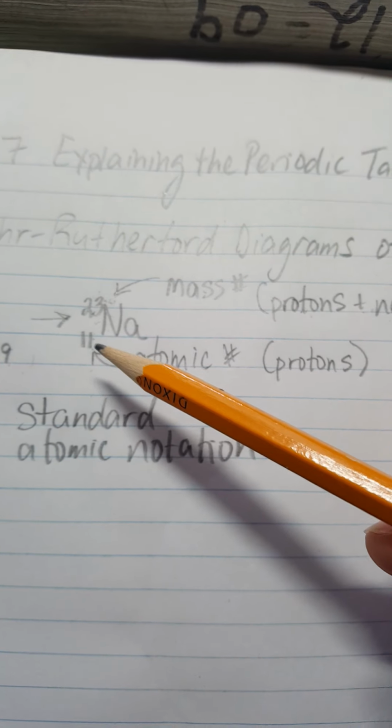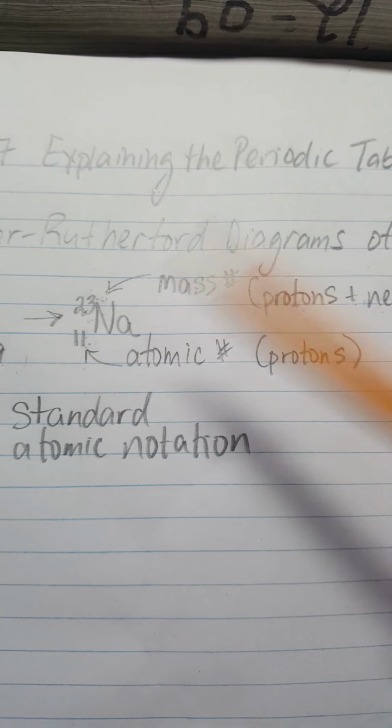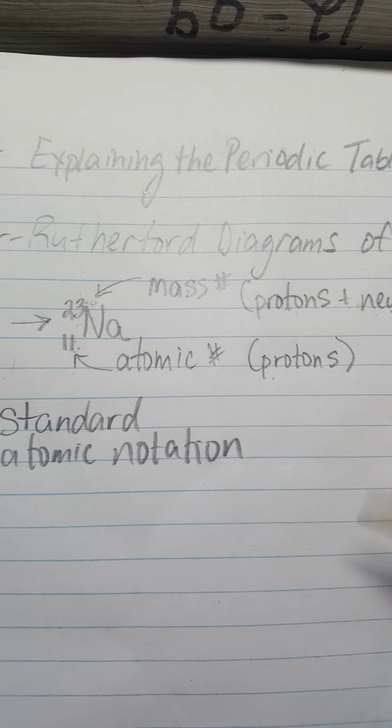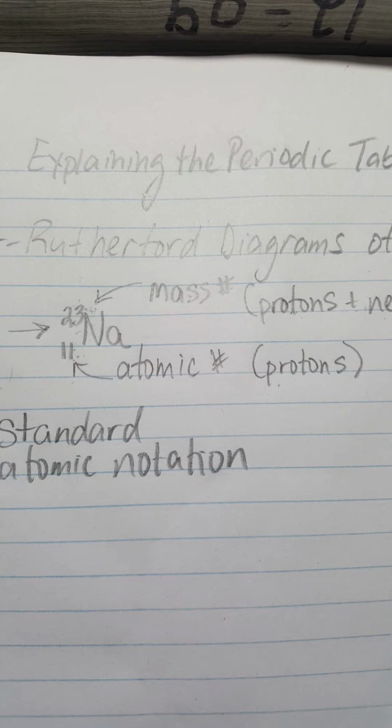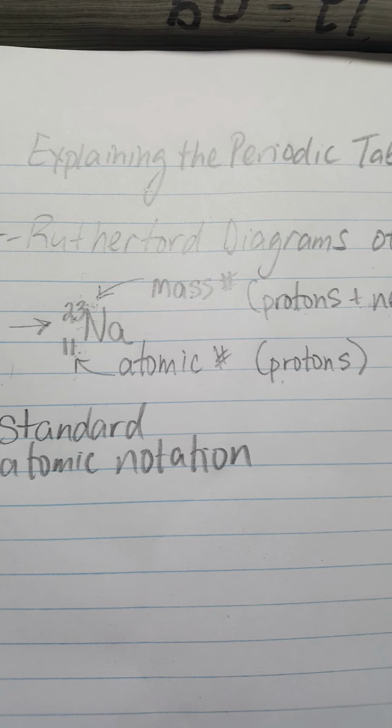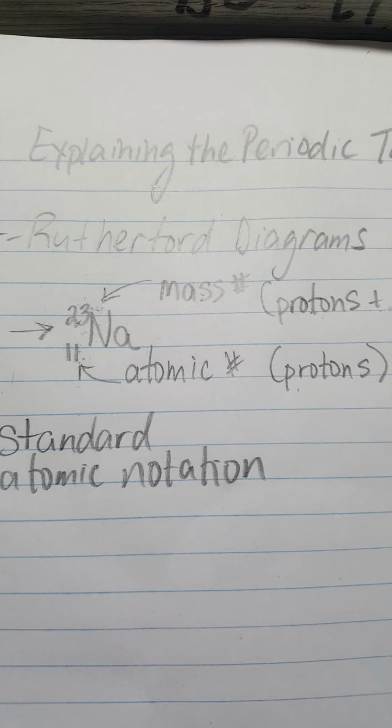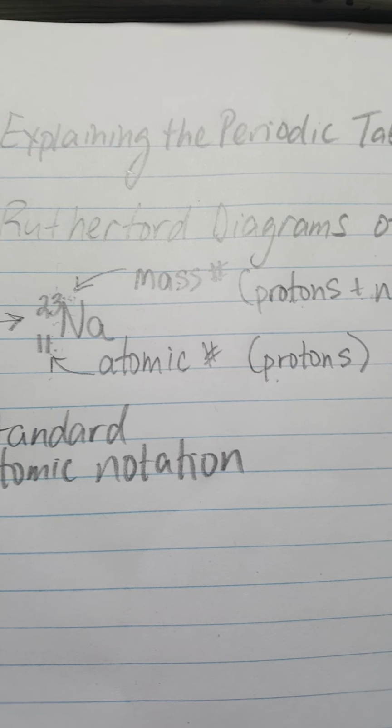Down below is the little atomic number. And in this case, it's 11, and it only tells us the number of protons. Protons are like the blueprint, the fingerprint, the identity of an atom, of an element. So sodium, no matter what, will always have 11 protons.